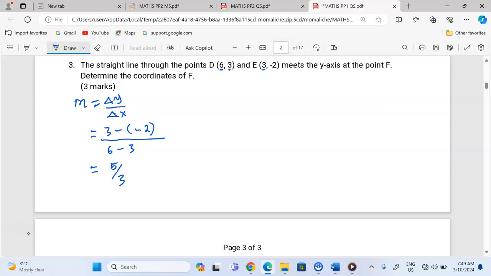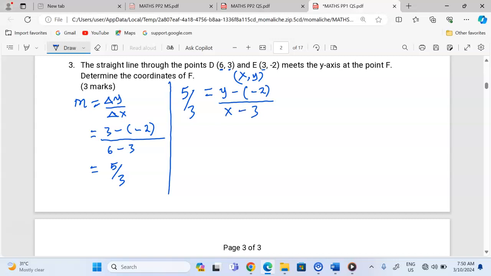Now with the gradient, we can determine the equation. The gradient can now be expressed using again change in y over change in x, whereby we take another coordinate (x, y), and we use this with any of the provided coordinates. If I choose to use it with coordinate E, now I'm going to have y minus -2 divided by change in x, whereby I'll pick x and I subtract 3.